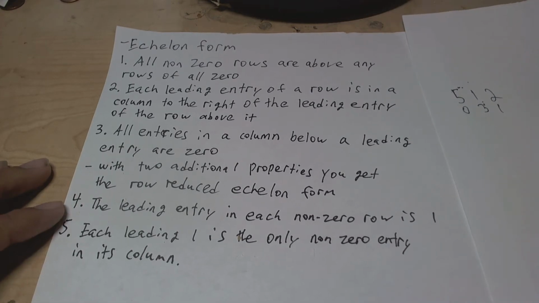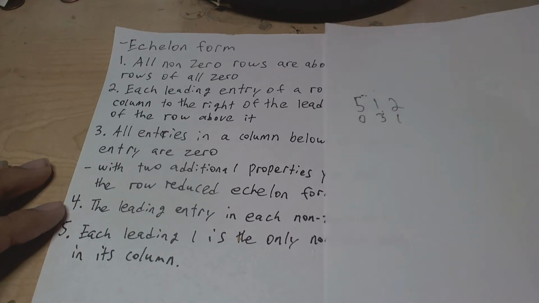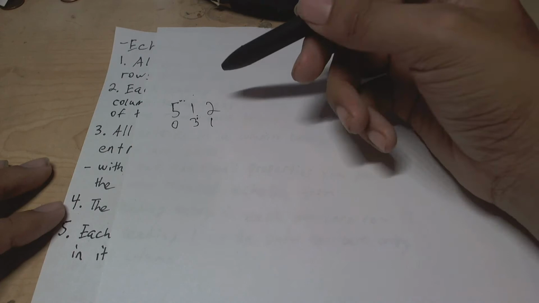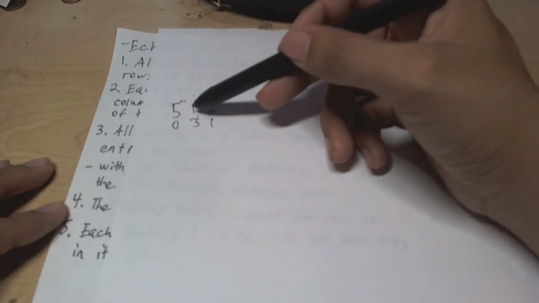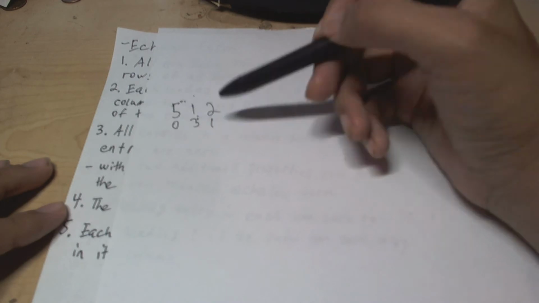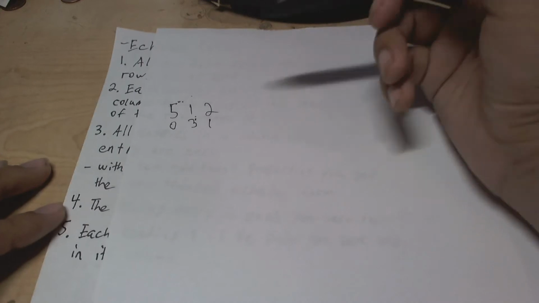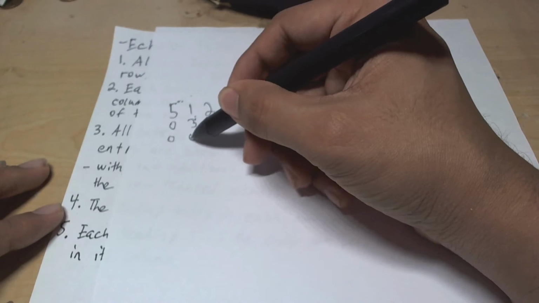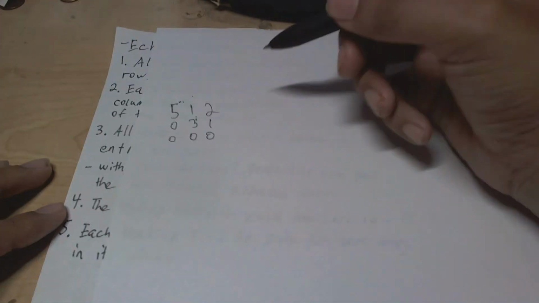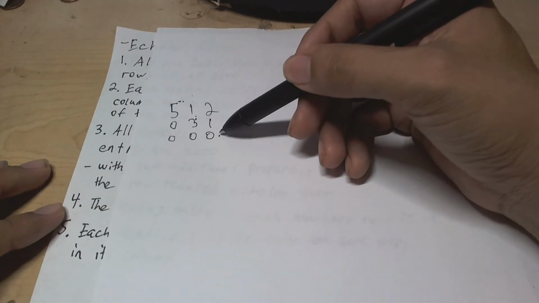The first property is all non-zero rows are above any rows of all 0. And the criteria here is met with the 5, 1, 2, 0, 3, 1. These 2 are non-zero rows, and they're above any all-0 row, though there is no all-0 row here. But if you were to imagine one or write one down, it would still fit the criteria, as long as it looks more or less like this.